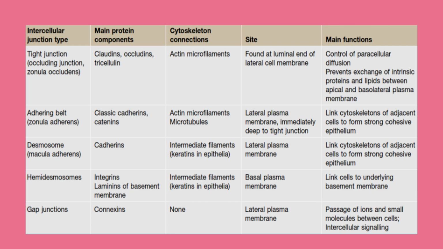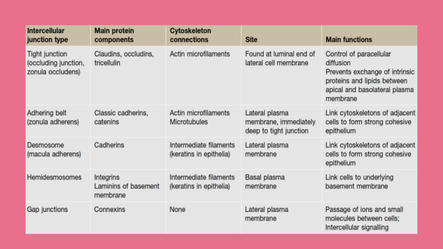This is the summary of cell junctions. In the tight junction, we can find the main protein components like claudin, occludin, and tricellulin. Adherens belt or zonula adherens has classic cadherin and catenin. Desmosome has cadherin. Hemidesmosome has integrin and laminin of the basement membrane, and gap junction has connexin.